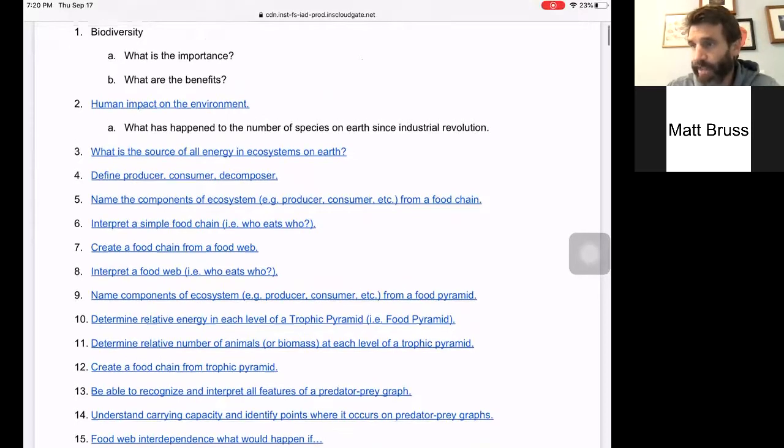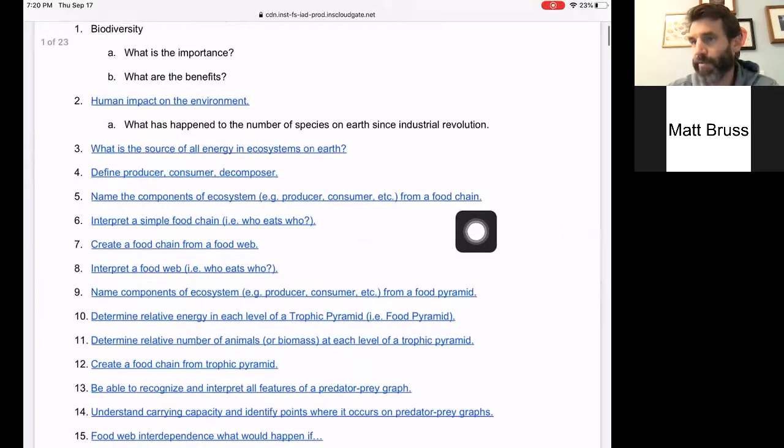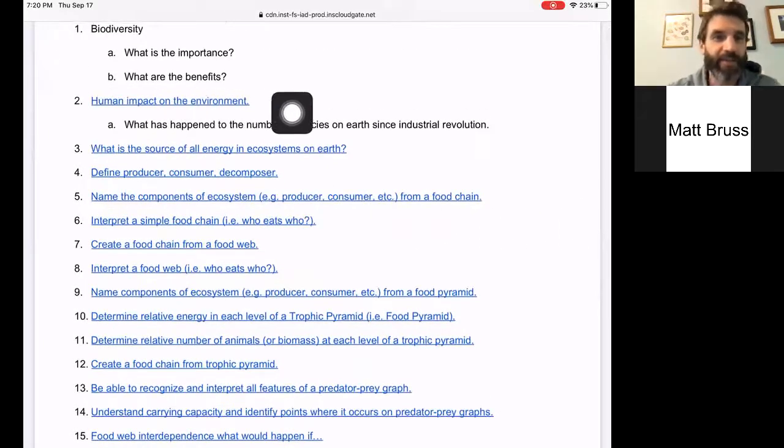And the way this works is, here are the concepts. You can see up in the top left here, it was 1 of 23. So it's a 23-page document. And these hyperlinks link you to just lower in the document. They link you to some practice questions.